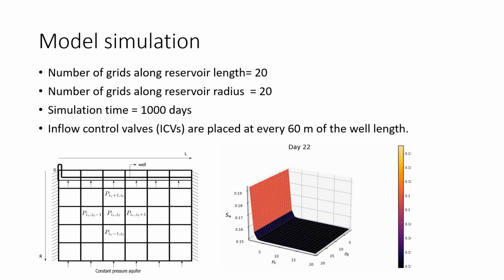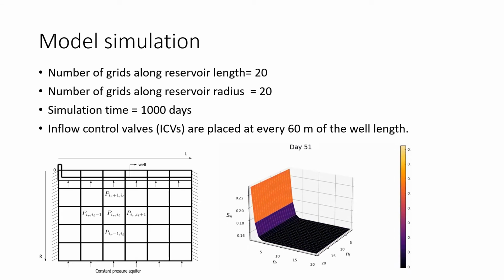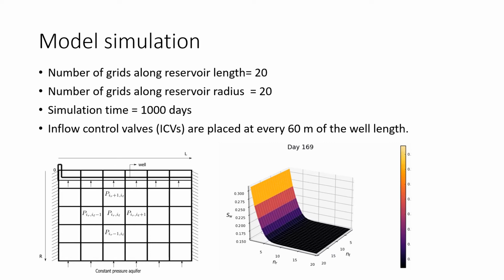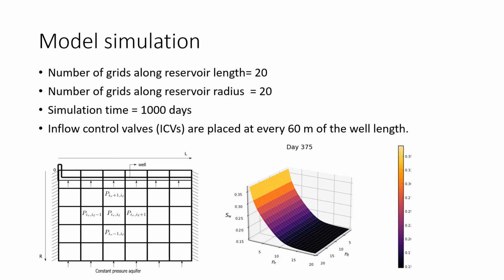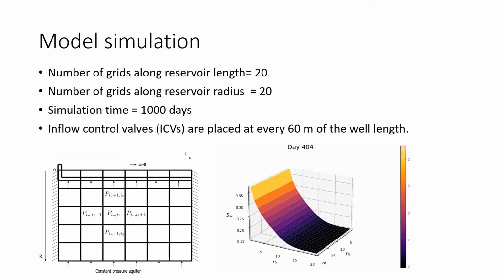In order to simulate the model, the 2D reservoir is divided into 400 grids. The number of grids along the reservoir length is set to be 20. Also, the number of grids along the reservoir radius is set to be 20 as well. The total simulation time is set to be 1000 days. The inflow control valves are placed at every 60 meters of the well length. The 5-point stencil scheme used in our model discretization is shown at the bottom of this slide. The model was solved in Julia using the standard differential equation solver package called DifferentialEquations.jl.